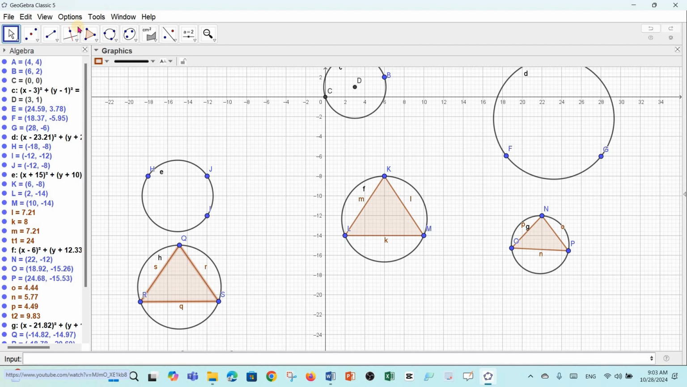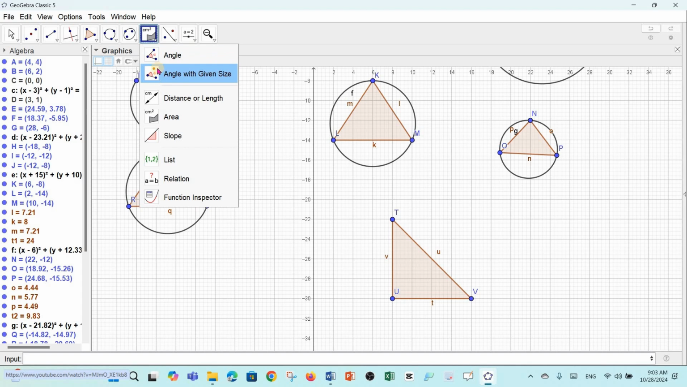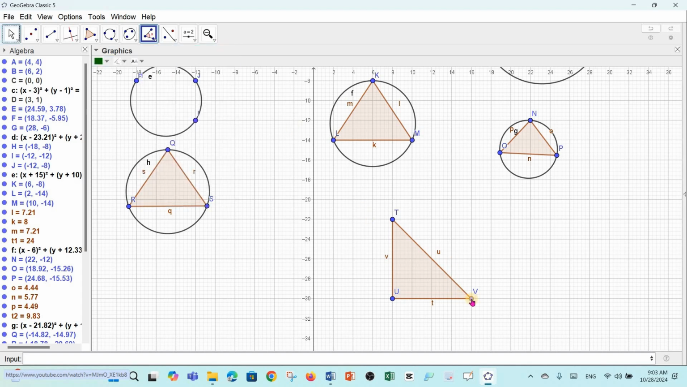Now suppose we have a right angle triangle. Let's draw a model of a right angle triangle here, like this. It's easy. Let's check whether this angle is a right angle or not from the angle tool. Let's measure it. Click on V, U, T. Yes, 90 degrees. This is a right angle triangle.